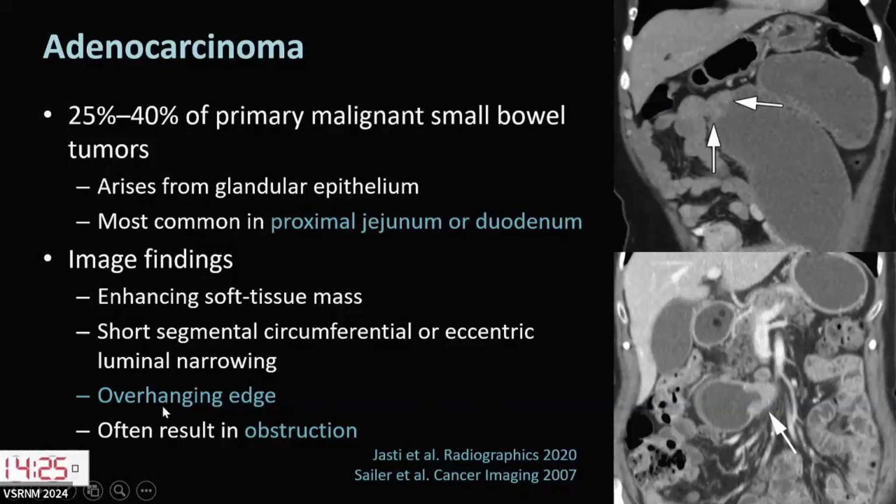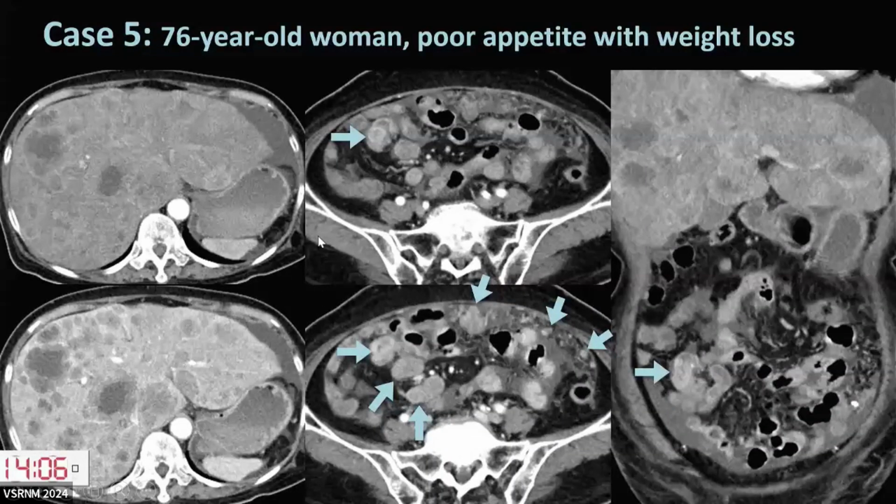And typically will have an overhanging edge, meaning that this edge is protruding. And most often it will cause obstruction. So if you see a lesion with obstruction, then adenocarcinoma should be considered. Okay, next. This is the next case.